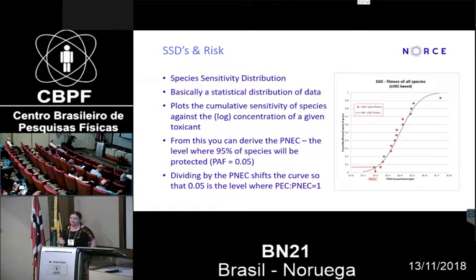And if you divide the species sensitivity distribution curve by the PNEC, it shifts the curve. It's purely mathematical, but it will shift the curve so that this 5% level is where the PEC-PNEC ratio is equal to 1. PEC is your predicted environmental concentration, so that's the concentration of everything you have in the water column, and the PNEC, again, is the one where you have no observable effects. So the aim is to protect 95% of the species.